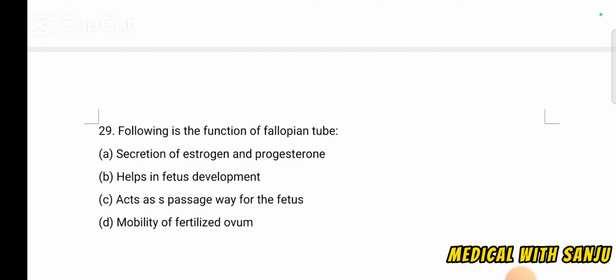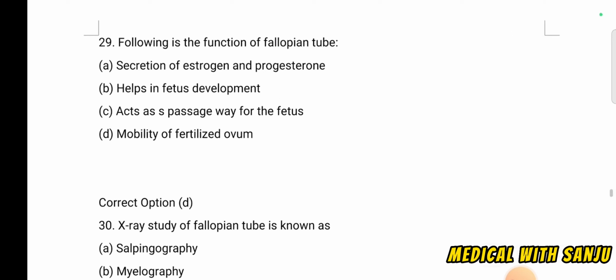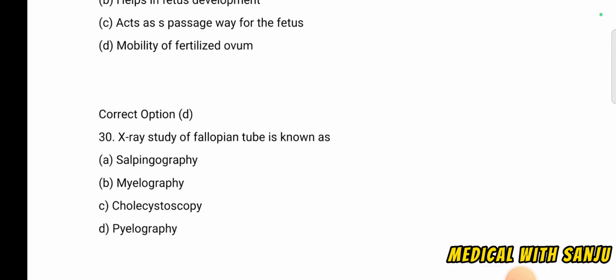Question number 29. Following is the function of fallopian tube. Option A, secretions of the estrogen and progesterone. Option B, helps in fetus development. Option C, acts as a passageway for the fetus. Option D, mobility of fertilized ovum. The function of the fallopian tube is mobility of fertilized ovum. Option D.